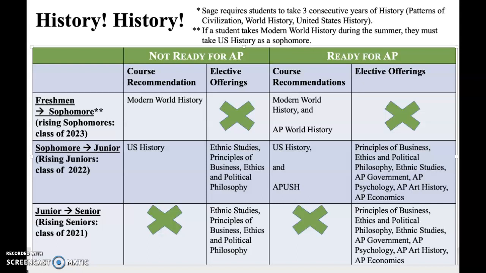Advisors, the first place you want to start is the spring comment written by the student's Patterns of Civilization teacher. In that comment, there should be a recommendation, either recommending the student for Modern World History or AP World History. That recommendation is not binding, so even if a student is recommended for Modern World History, the student can still take AP World History, but we really encourage you to convince the family that that is the right decision.